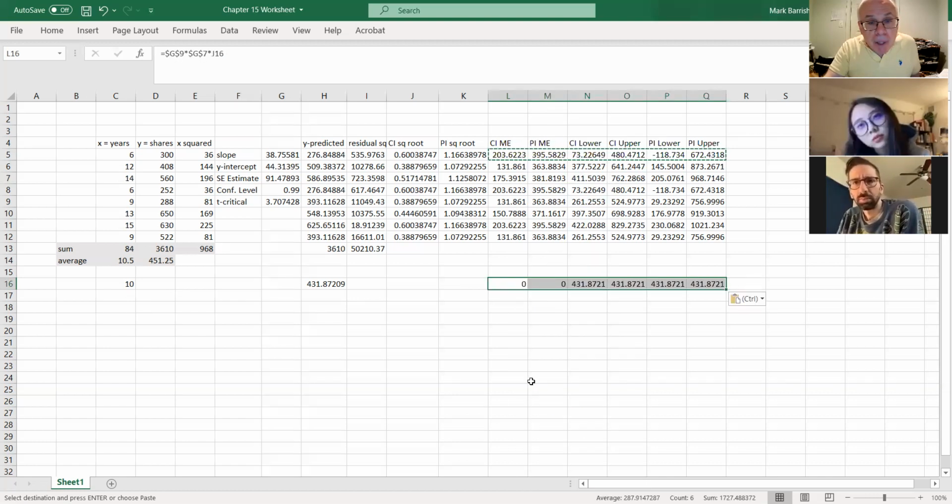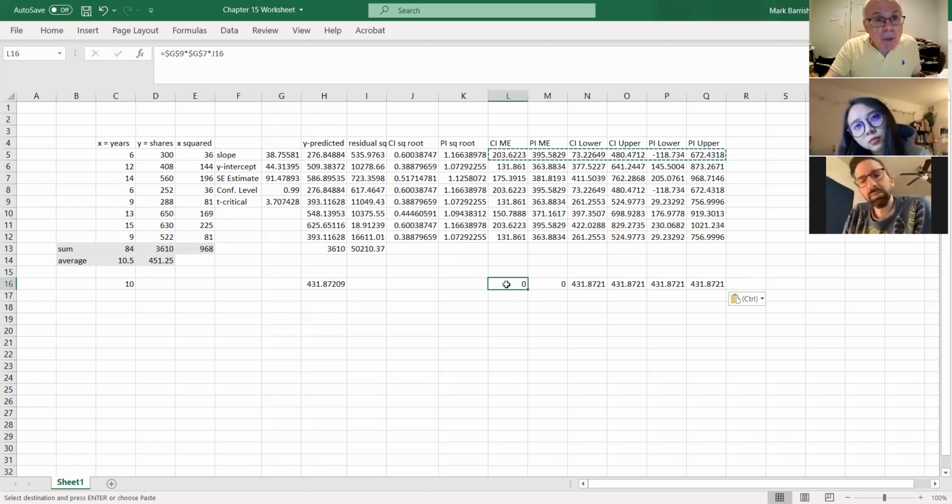Okay. Now, for some reason, I'm getting 0 here for the confidence. Why am I getting 0? The formulas? Well, probably because... I don't need a y. I need a y hat, which I have here. Actually, I don't need a y hat for the margin of error. I need an x, but I have my x. What am I missing here?